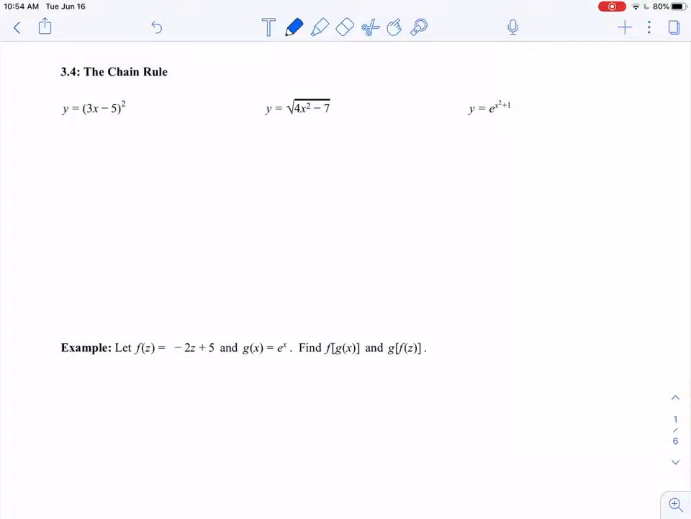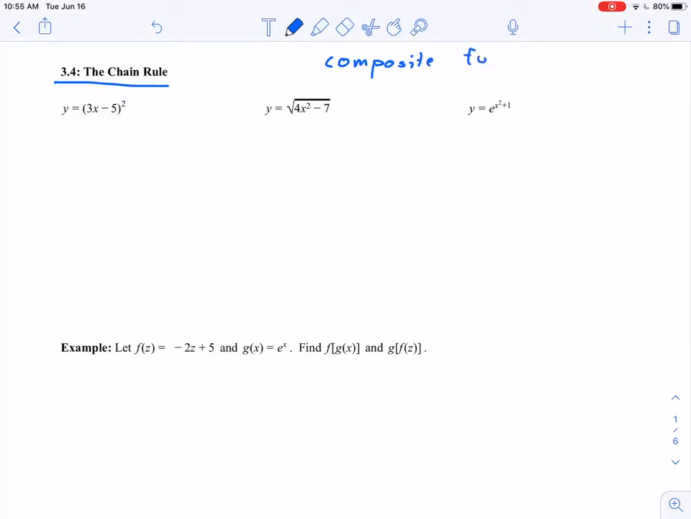The next derivative rule that we're going to talk about is called the chain rule. And the chain rule is a little bit more complicated. I think it's a little bit trickier than the product rule or the quotient rule. So we're going to take our time with this one. And I actually want to start with a little bit of review from college algebra over something called composite functions.